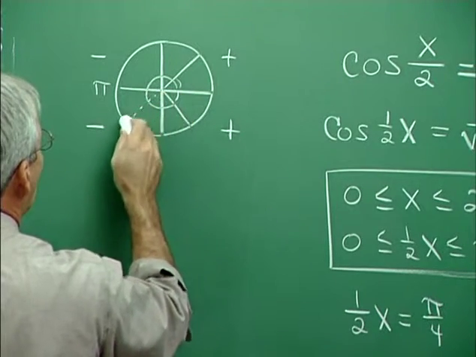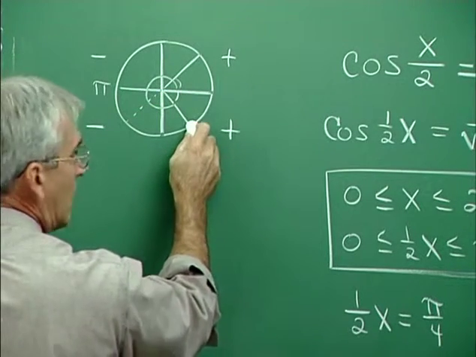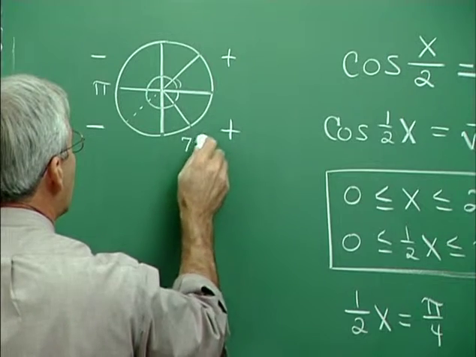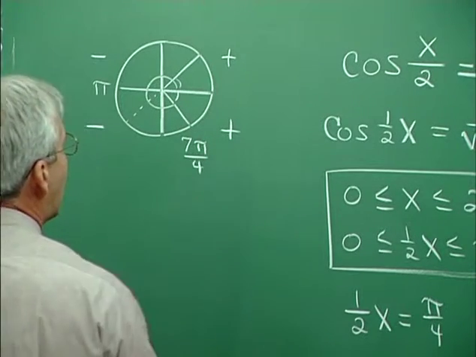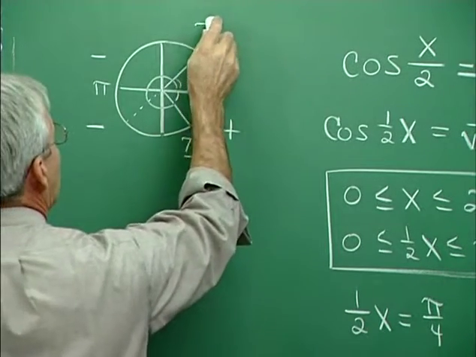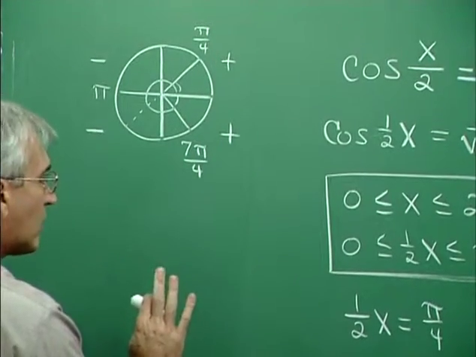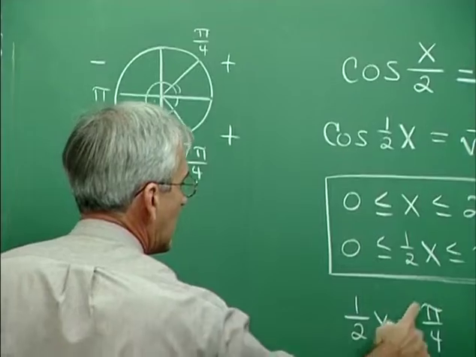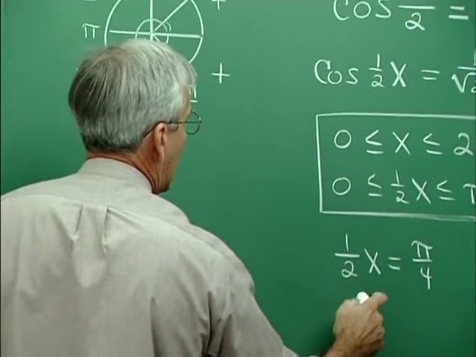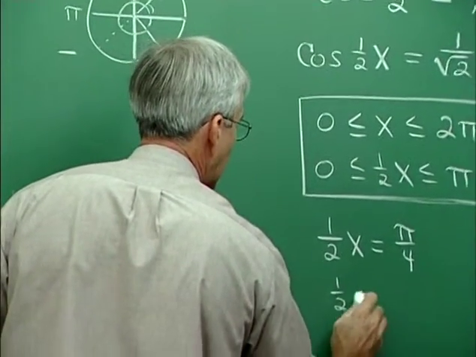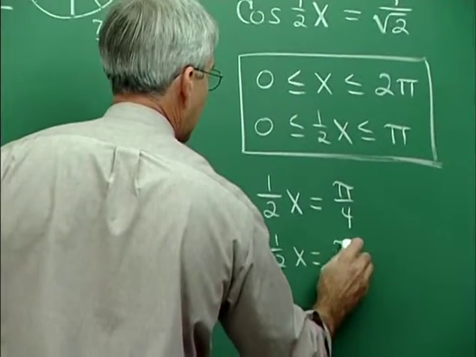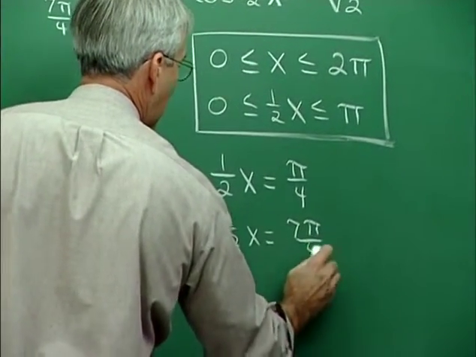5 pi over 4, 6 pi over 4, 7 pi over 4. Okay, this is 7 pi over 4 for that angle. Now, so those are my two angles that solve this, but remember that 1/2 x is pi over 4, and 1/2 x is 7 pi over 4.